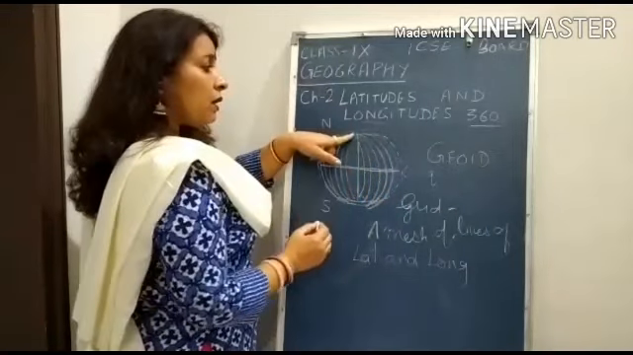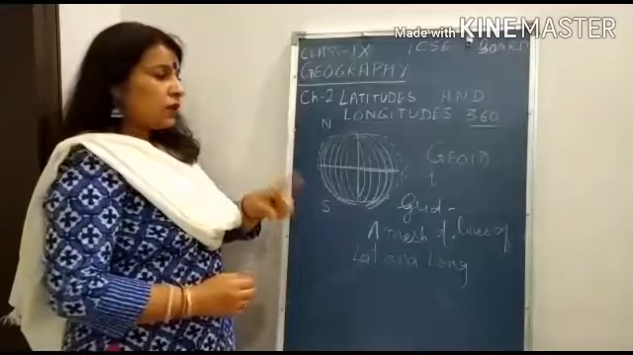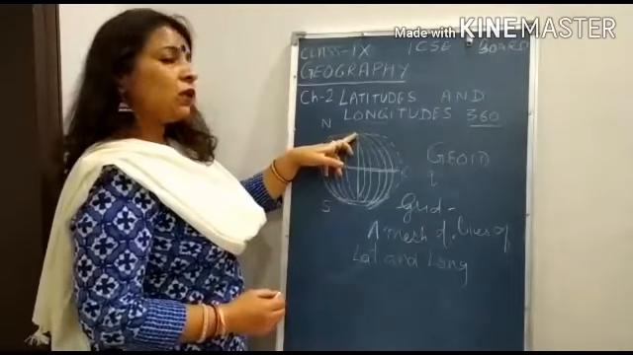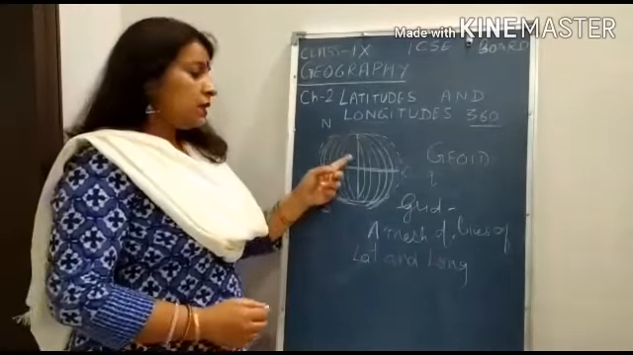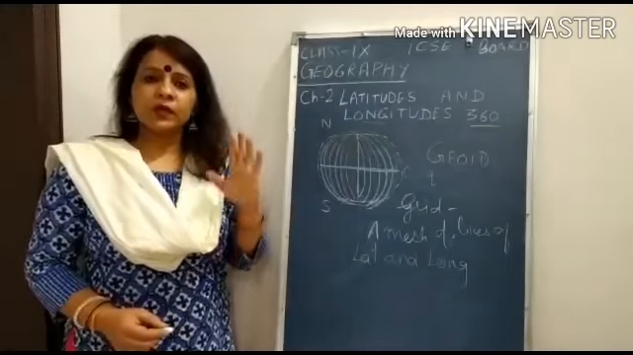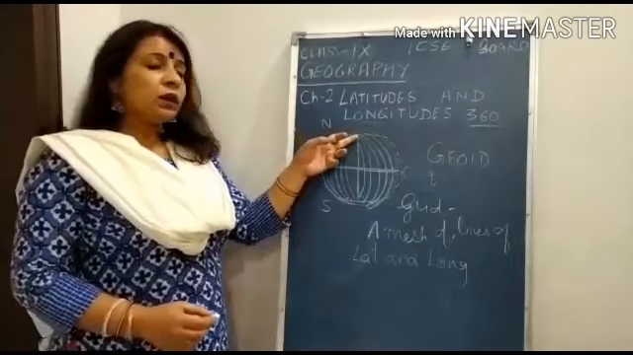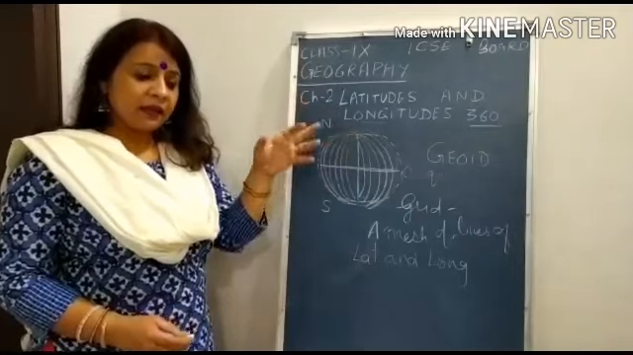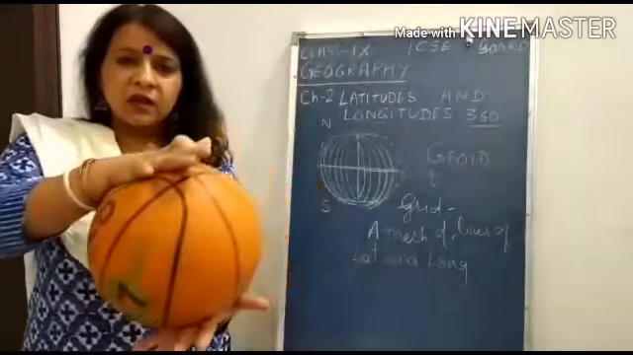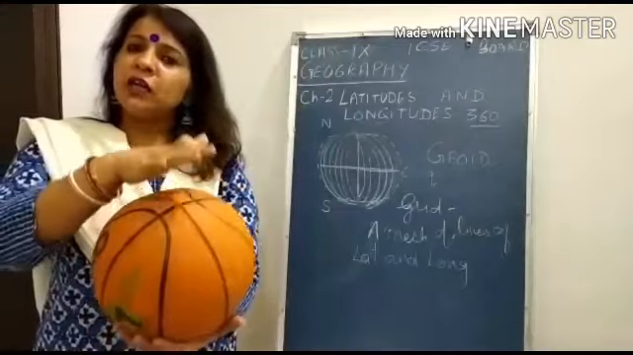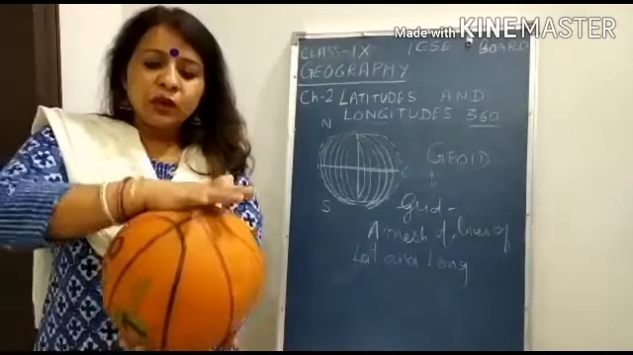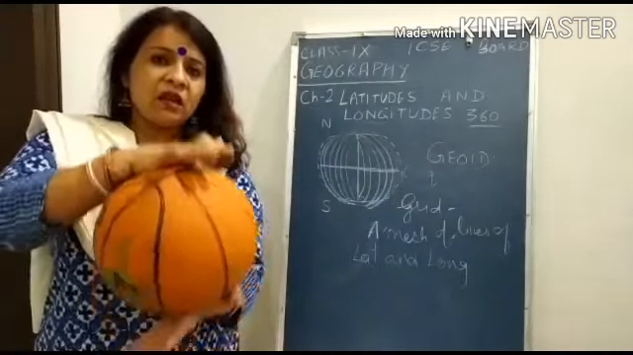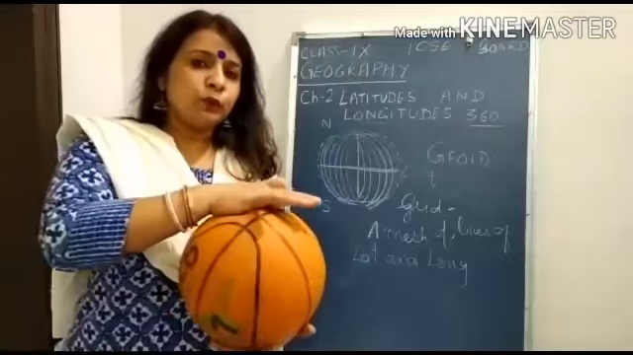Okay. One thing more, students. 90 degree North Pole and South Pole, these are just points. They are not the parallels of latitudes. Here we cannot say that there is any line. That is again the geoid shape of the earth. So here the earth is flattened at the poles, both poles.